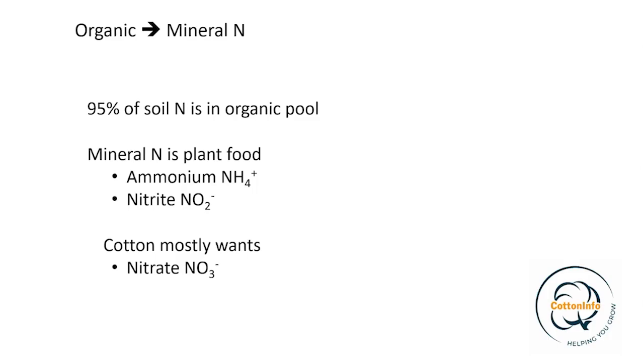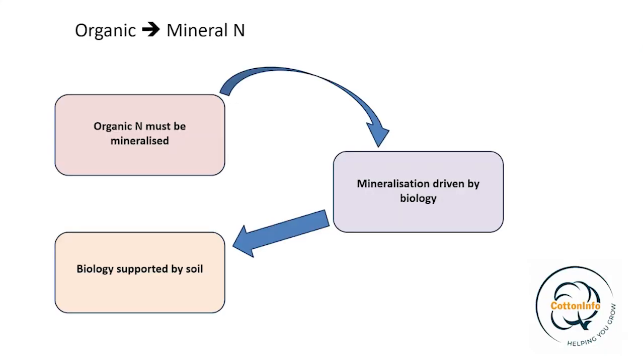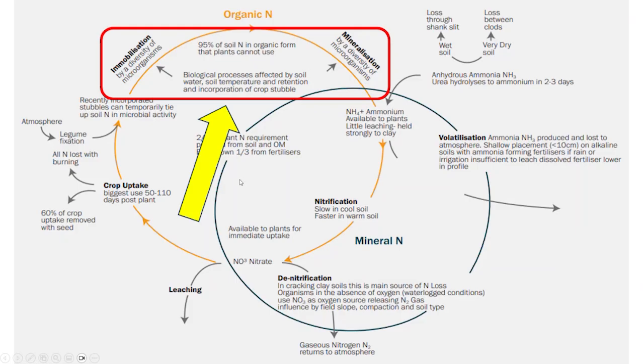But it's really important that we can get the cycle happening from the organic through to the mineral end. So to do that, our organic end has to be mineralized, and that mineralization is driven by our soil biology, which in turn, our biology is then supported by the soil. So we can see that soil management is a really important part of this process. This is just a bit of a call out to show the really important role that biology is playing in the mineralization process as it flows from organic end to mineral end.